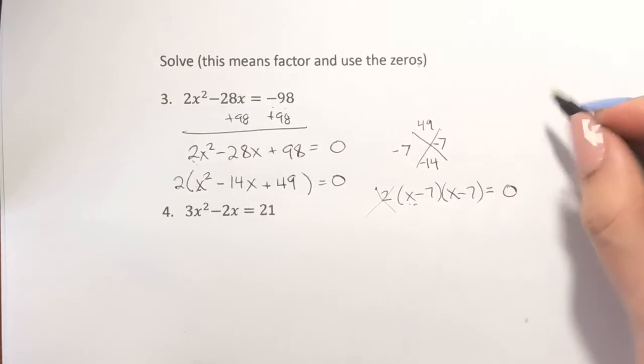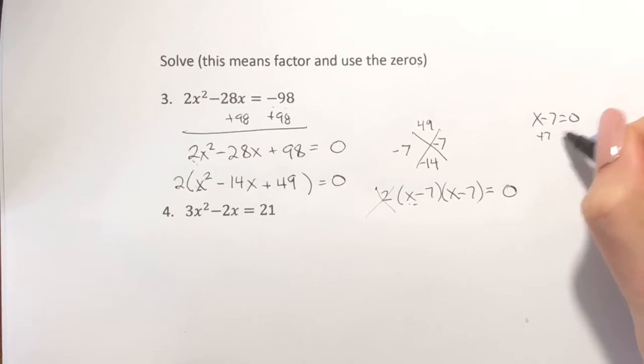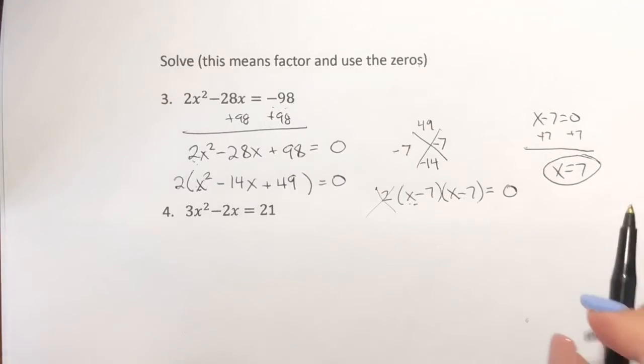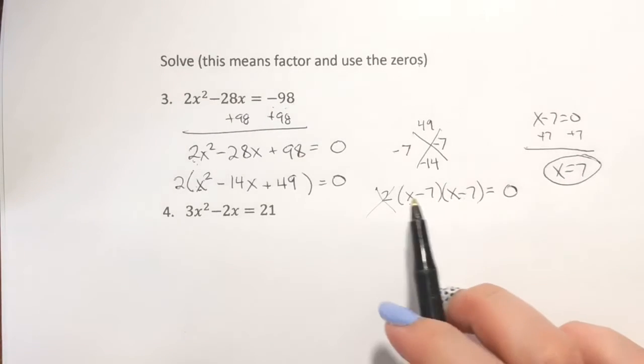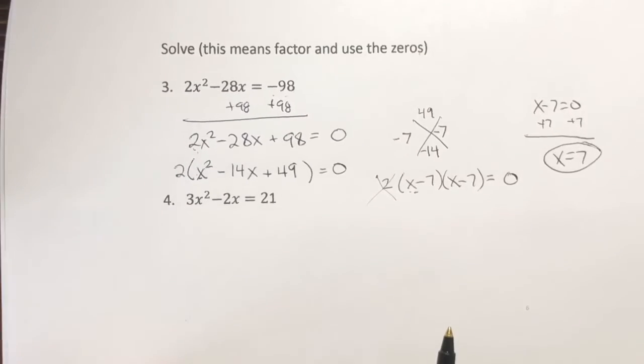So if I set each of these equal to 0, which I really only need to do 1 time, I would just add the 7 over, and I would get x equals 7 as my answer. And we don't need to write that twice. We can just write it 1 time. And the 2 just kind of goes away. We don't need to worry about it since there's not an x on it.